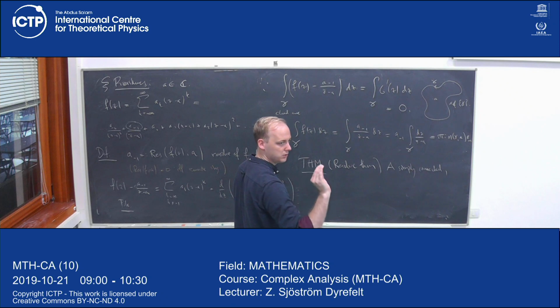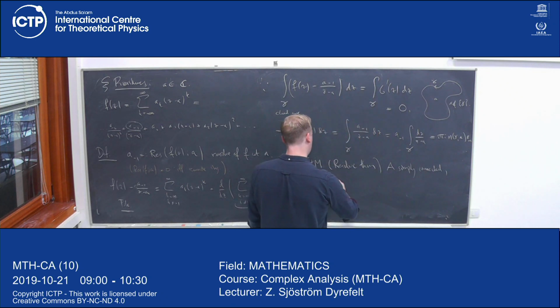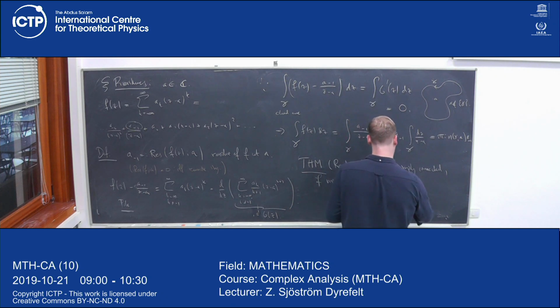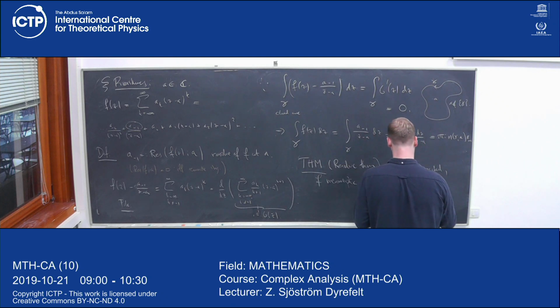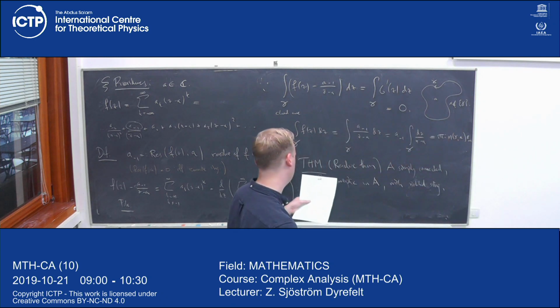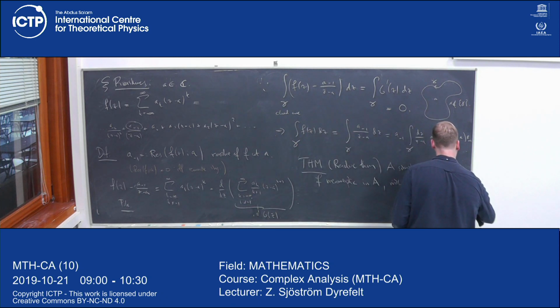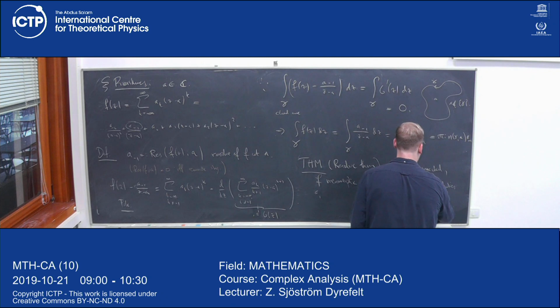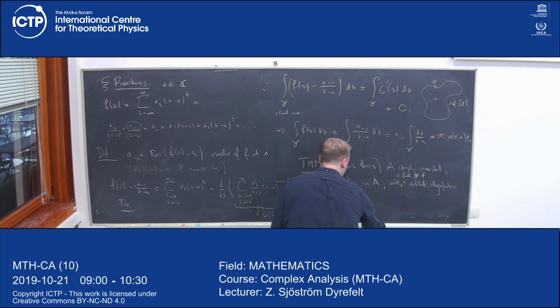And let me check until next time, just to be sure. There is no delicacy. So A is simply connected. f is meromorphic in A. I'm pretty sure this holds, right? I don't know why I wrote it down like this, but with a finite number of isolated singularities a1 to an in A.